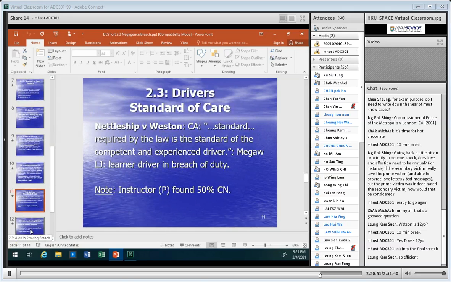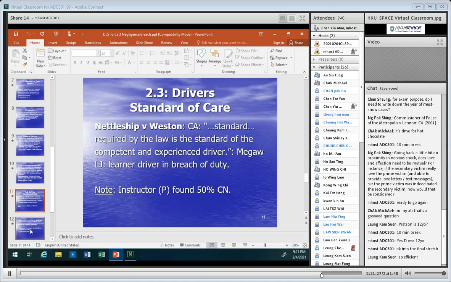Okay, everybody, we come on to a very important case, very important because it often comes up in exams. It is must know. What is the standard of care for drivers on the road? And the answer is on the screen. The standard of care required for a driver is the standard of the competent and experienced driver. The competent and experienced driver. Okay, and this is shown in the case of Nettleship and Weston.